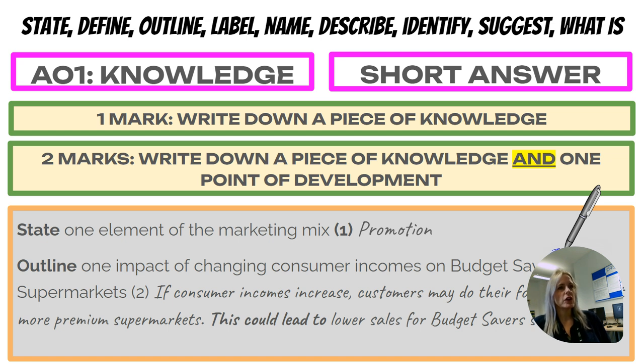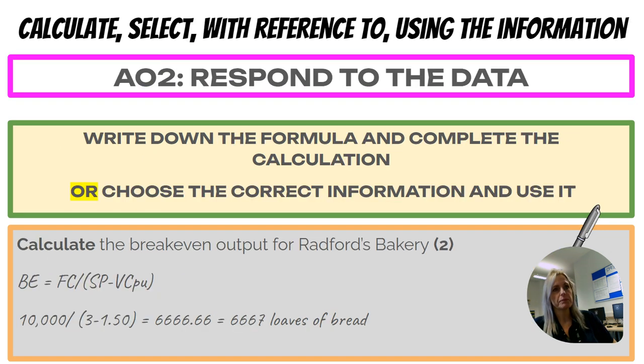So what we're trying to do is think about how we're going to respond and what length and level of response is needed to each command word in the question. So for example, this one here, they might ask you to label a diagram. If it's for 2 marks, then there's probably 2 things that you need to label on the diagram. Or they might ask you to suggest for 2 marks, in which case you're going to write down a piece of knowledge and then make 1 further point of development to earn the 2nd mark available.